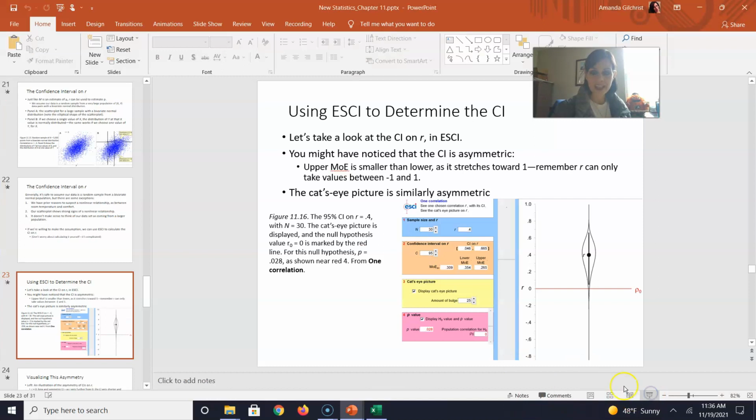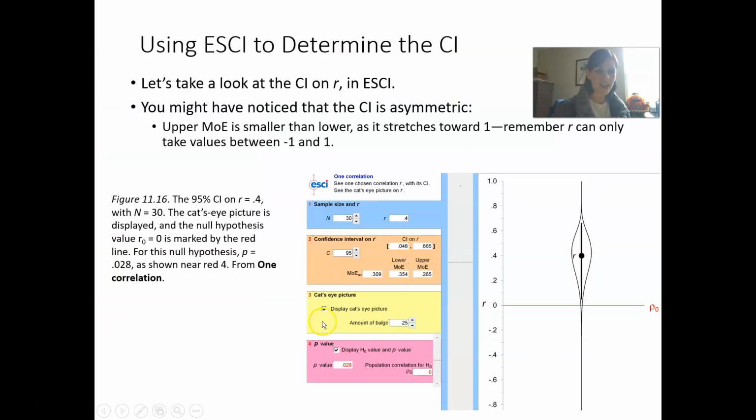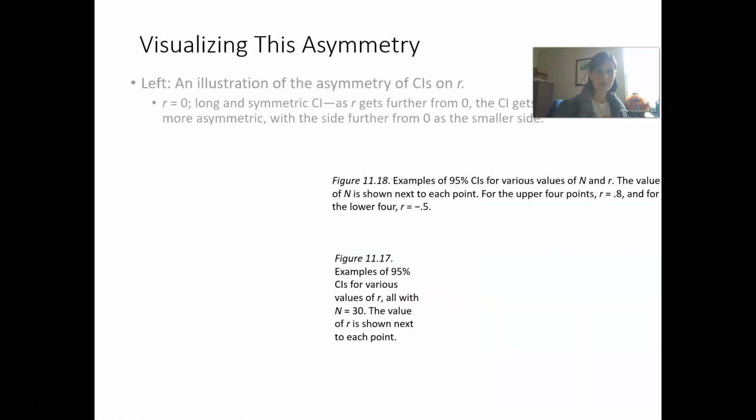So what you're looking at here is what was originally on ESCI. So the cat's eye picture is displayed. The null hypothesis is that there is a correlation coefficient of 0 in this case, and the p-value for that is actually shown there as well. So this would correspond with a p-value of 0.028, suggesting that this correlation coefficient is statistically significant.